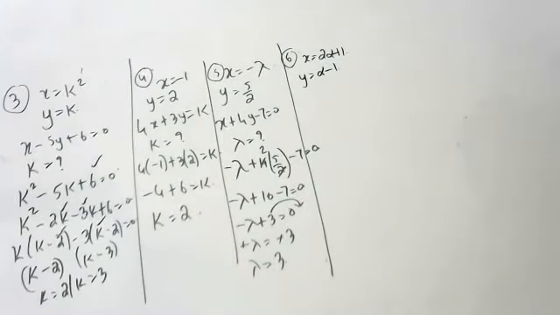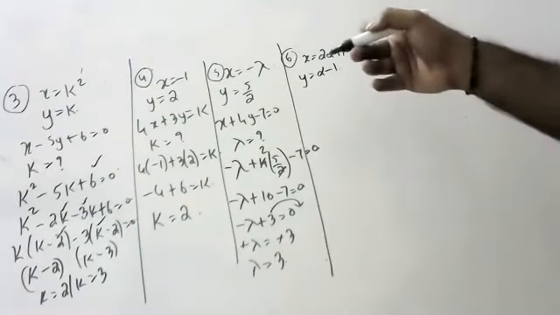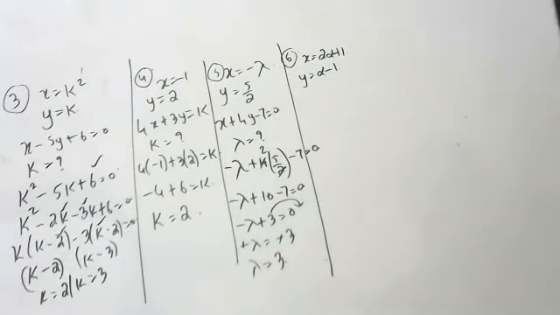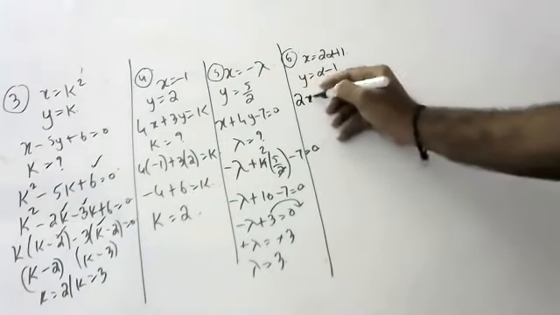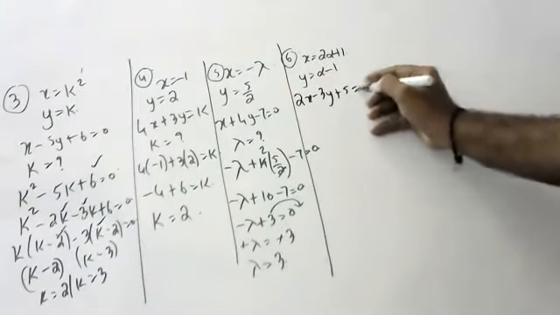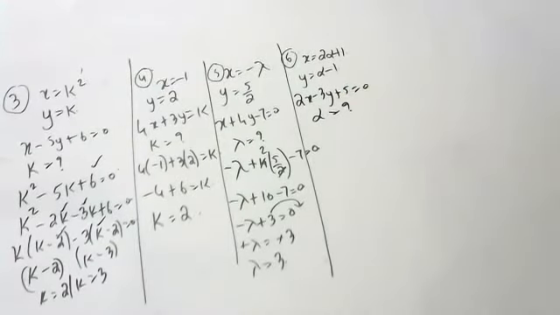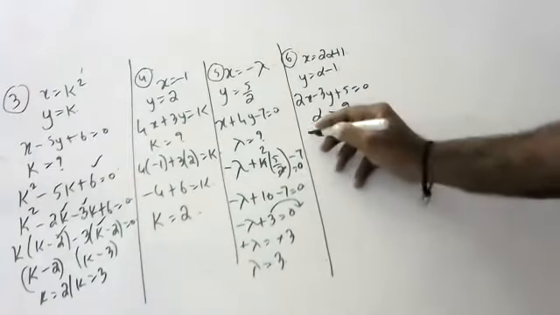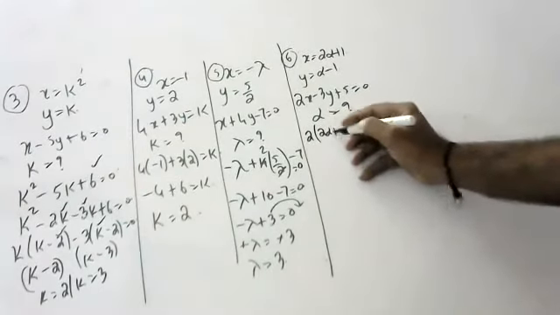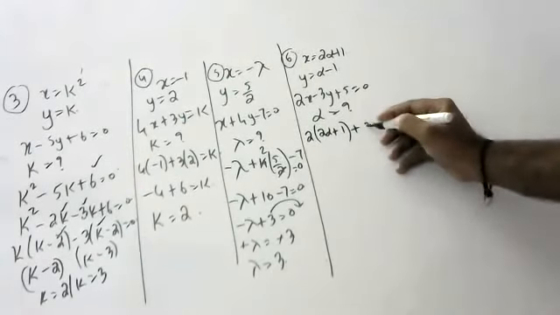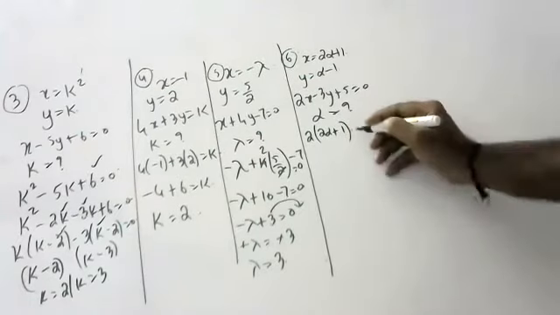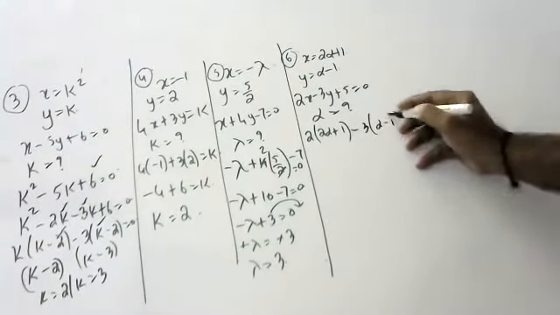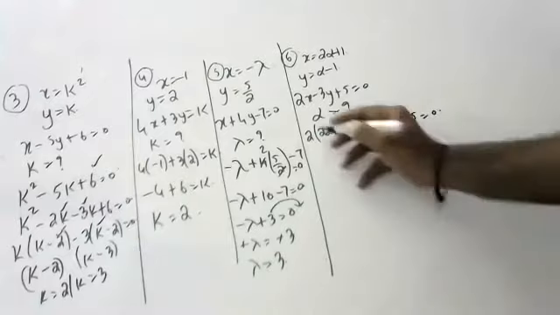Yes, sir. x is equal to alpha plus 1, y is equal to alpha minus 1 are the solutions of 2x minus 3y plus 5 is equal to 0. Find alpha. Simple. 2 into alpha plus 1, minus 3 into alpha minus 1, plus 5 is equal to 0.